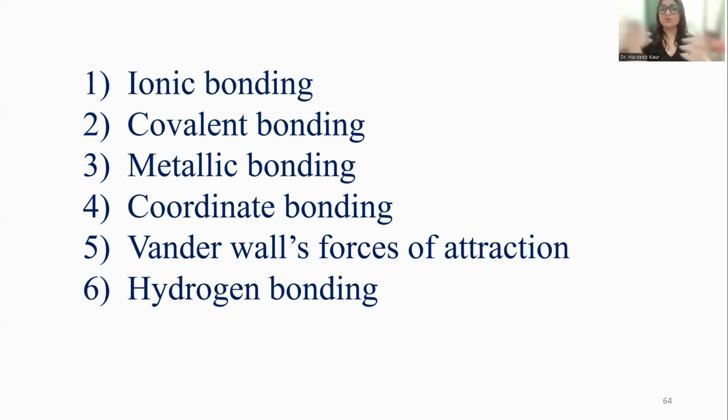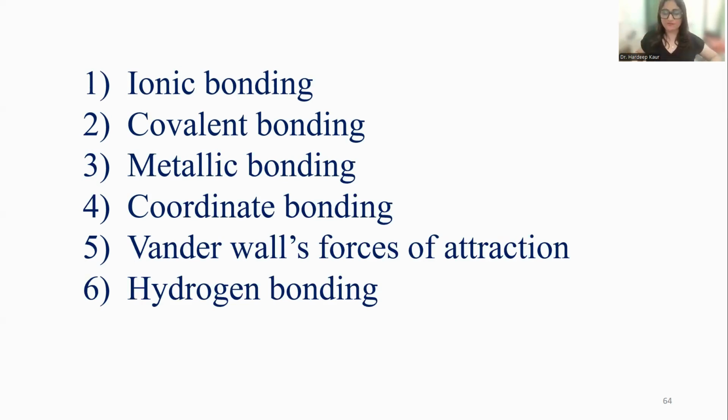So, guys, we know that everybody wants stability. So atoms also want stability. They want stability like the noble gas configuration. So they want to complete their octet.